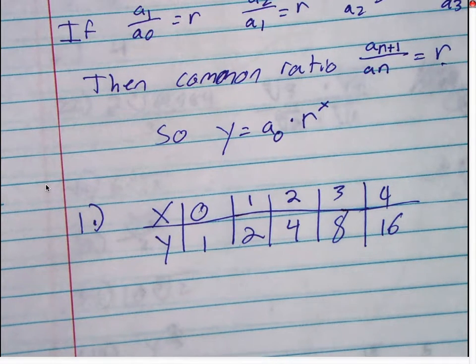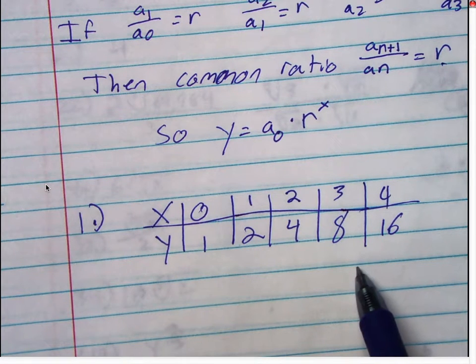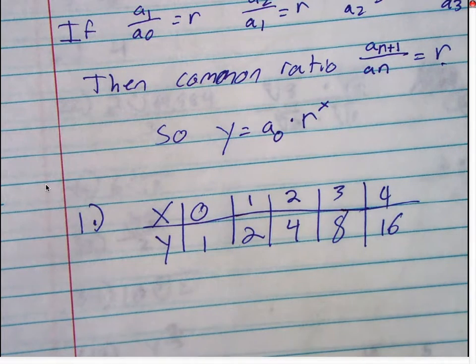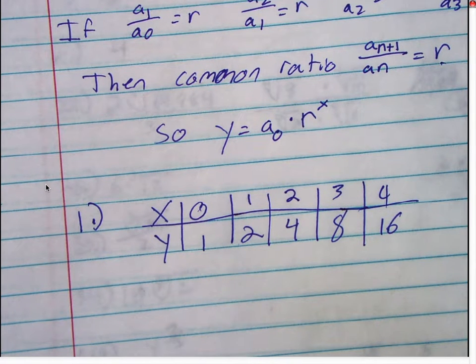Yes, Michelle? It's not going up by the same amount every time. The first difference is not the same. How do we know it's not quadratic? The second difference is the same, but the third difference isn't the same. It's not a cubic. Fourth difference isn't the same. So this doesn't really make sense. So then I think, okay, maybe it's exponential.